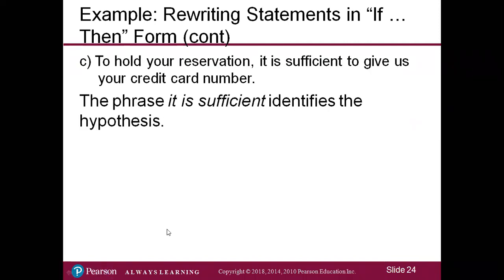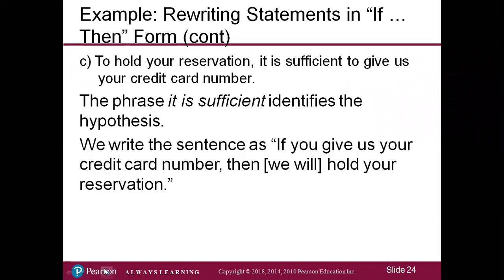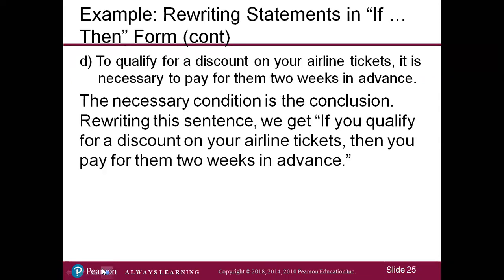To hold your reservation, it is sufficient to give us your credit card number. Then the phrase, it is sufficient, identifies the hypothesis. We write the sentence as, if you give us your credit card number, then we will hold your reservation. To qualify for a discount on your airline tickets, it is necessary to pay for them 2 weeks in advance. Then the necessary condition is the conclusion. Rewriting the sentence, we get, if you qualify for a discount on your airline tickets, then you pay for them 2 weeks in advance.